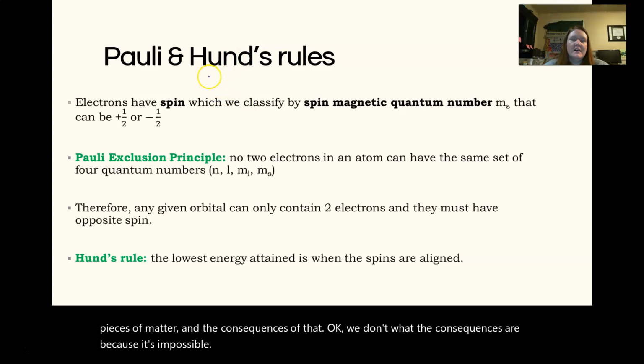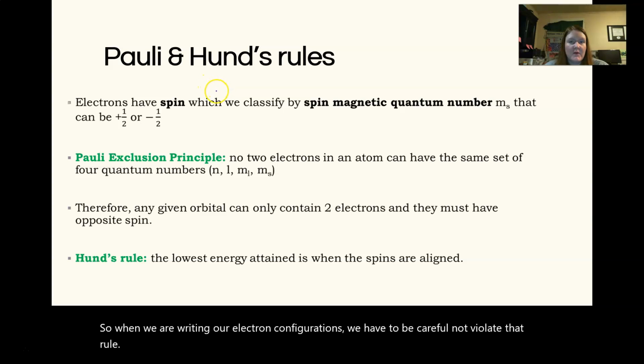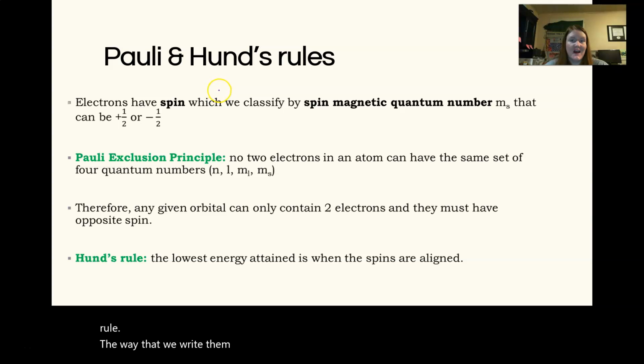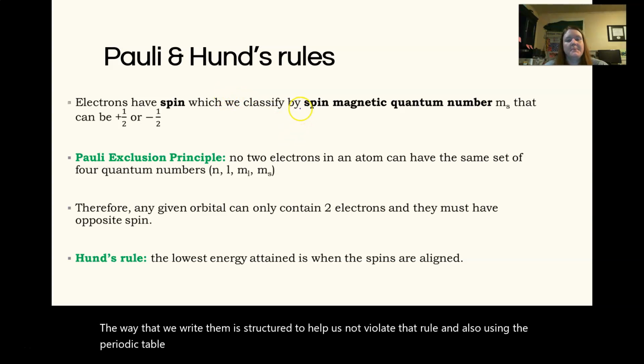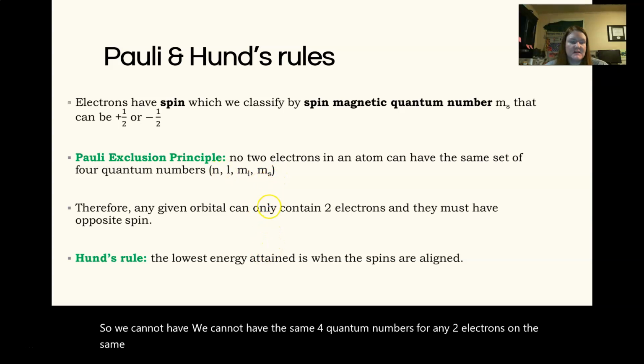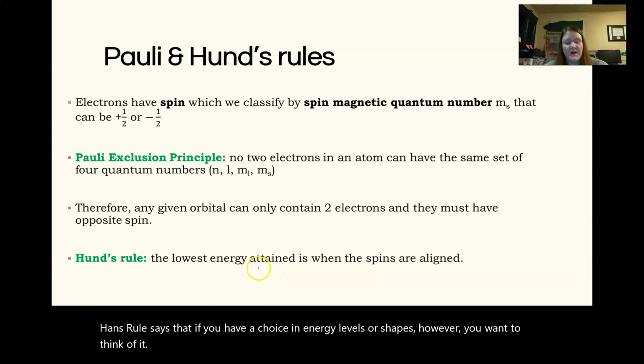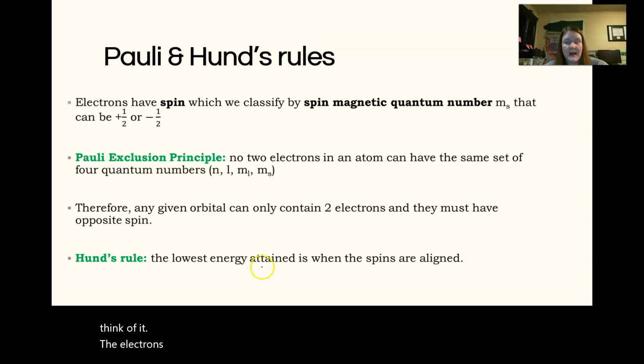So when we're writing our electron configurations, we have to be careful not to violate that rule. The way that we write them is structured to help us not violate that rule, and also using the periodic table helps. Okay, so we cannot have the same 4 quantum numbers for any 2 electrons on the same atom. That's what Pauli says. Hund's rule says that if you have a choice in energy levels or shapes, however you want to think of it, the electrons would prefer to be aligned.